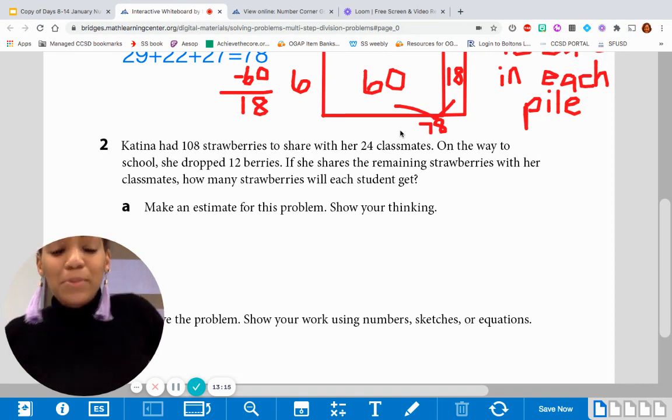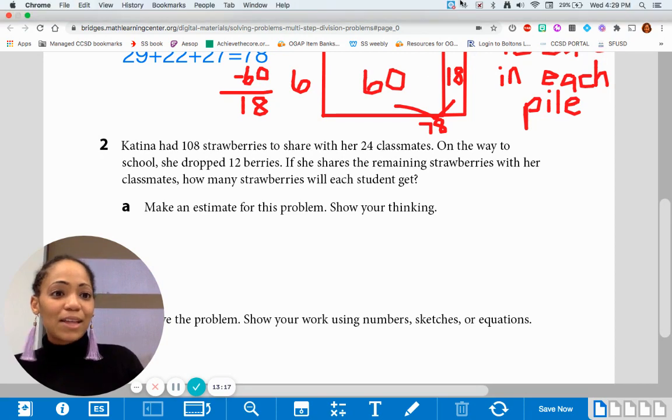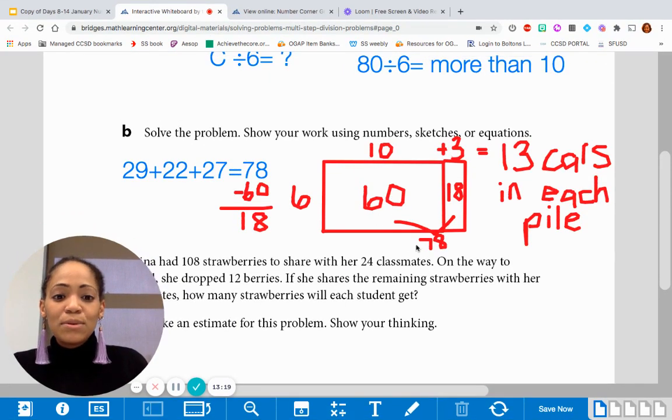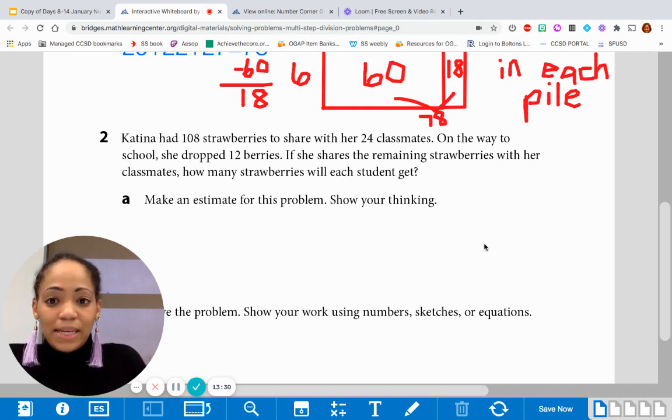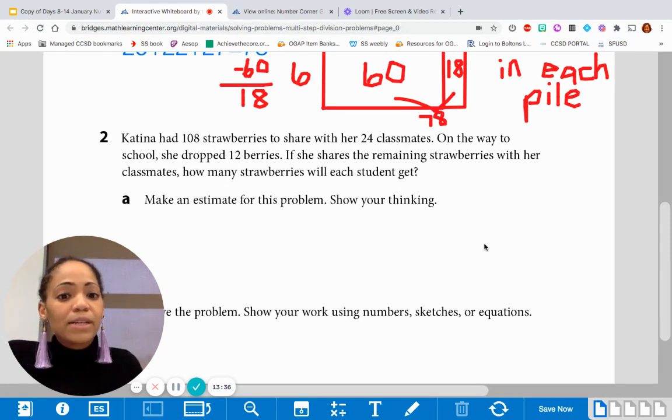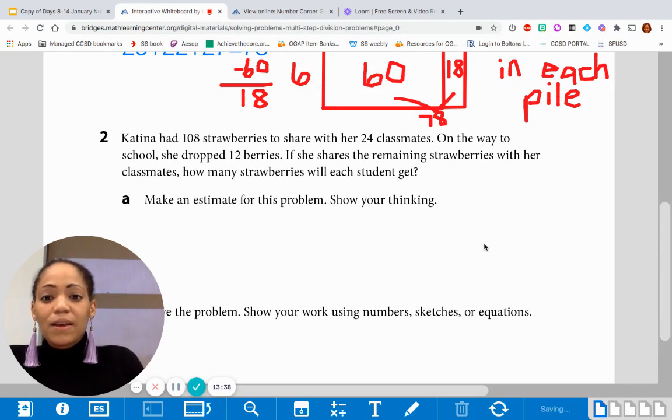Okay, so hopefully you paused your video and now you are back so that we can review the answer for number 2. So Katrina, my mom's name is Katrina, had 108 strawberries to share with her 24 classmates. On the way to school, she dropped 12. If she shares the remaining with her classmates, how many strawberries will each student get?